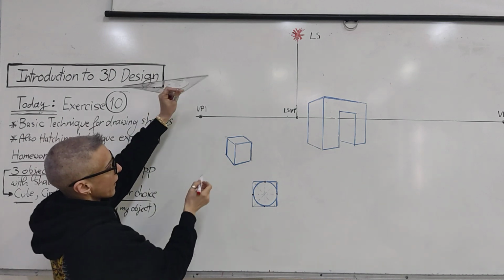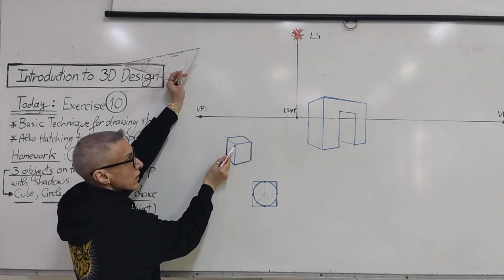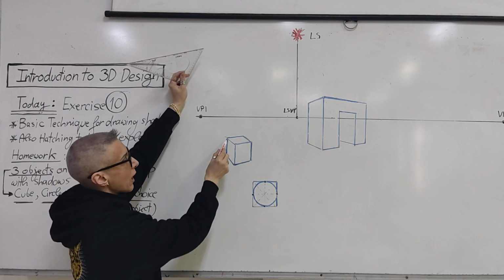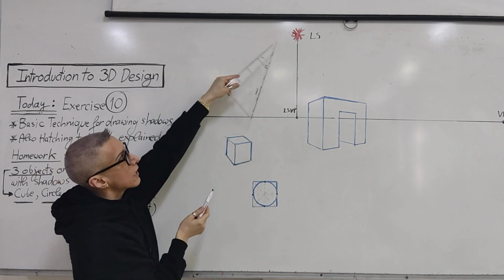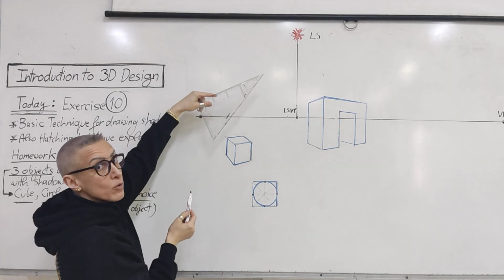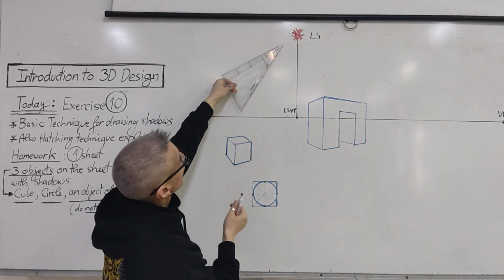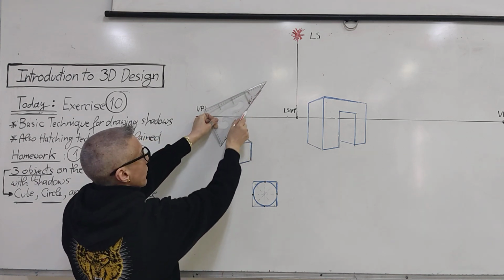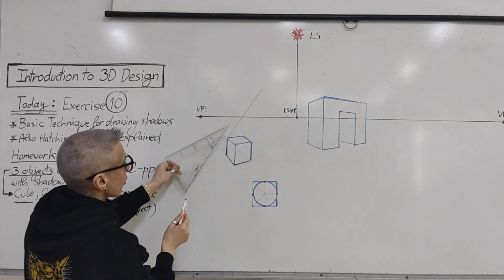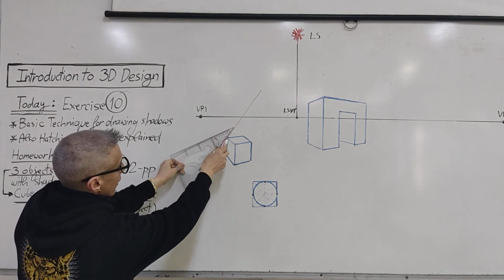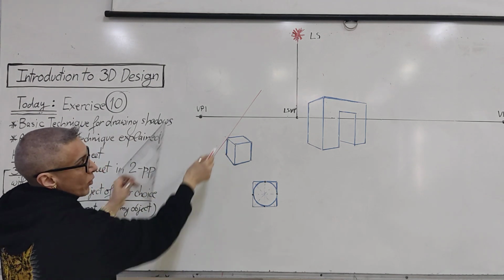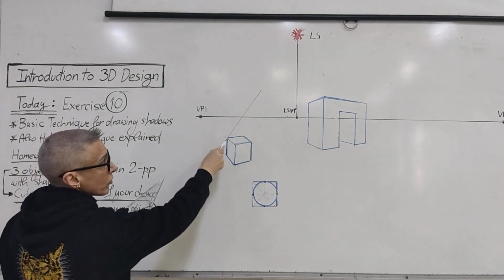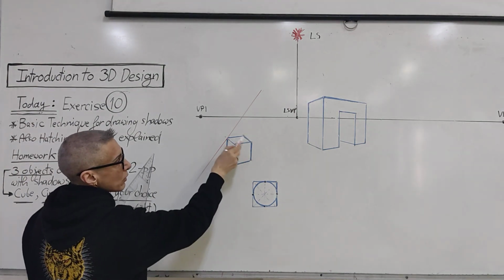Now, we have upper corners and lower corners. The upper corners, we will put straight lines from the light source passing through these. So where is the light source? We will put lines passing through the upper three corners. Now, some objects will have many more corners. This is a cube, a very simple object. It has just three upper corners. This one, no, we don't need it.